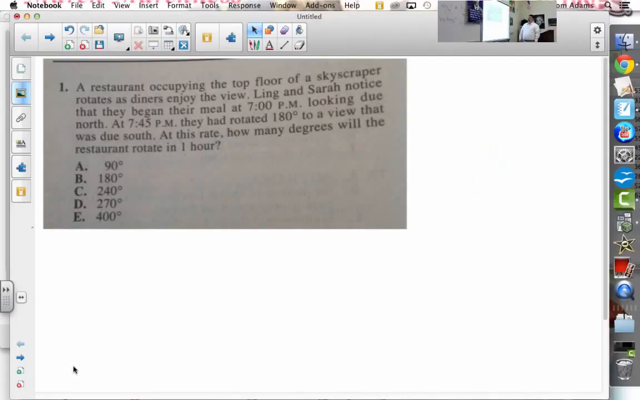All right, so this is a typical ACT problem. It's really just math and geometry. So let's read it out loud. It says, a restaurant occupying the top floor of a skyscraper rotates as diners enjoy the view.